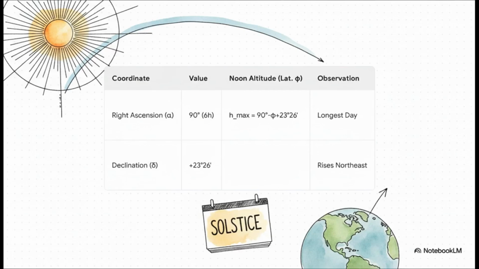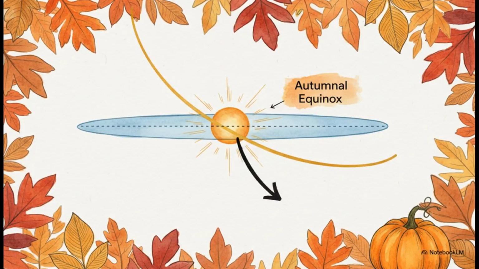You can see its right ascension has increased to 6 hours, and its declination has hit that maximum value we talked about, positive 23 degrees and 26 minutes. For us in the northern hemisphere, this high declination means the sun appears high in the sky. It traces a long arc, giving us the longest day of the year and causing it to rise far to the northeast. Fast forward another 3 months to about September 23rd.